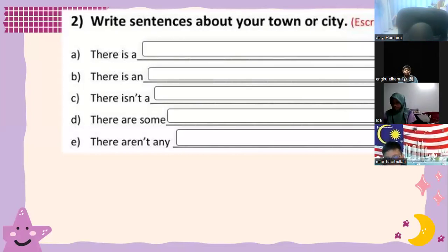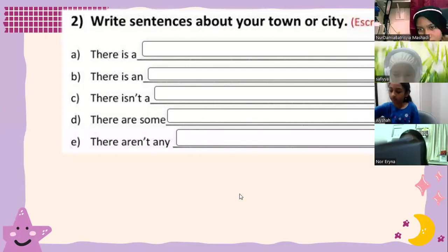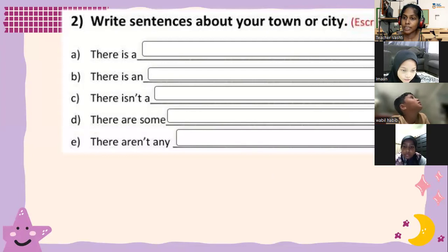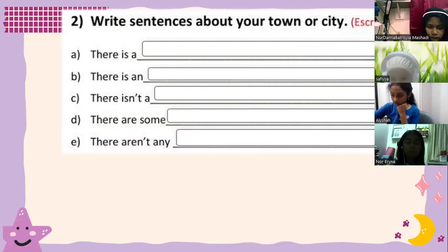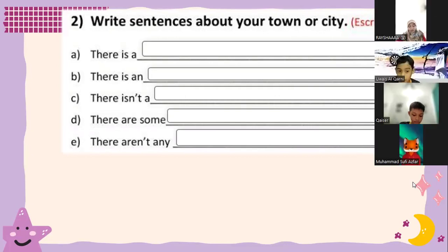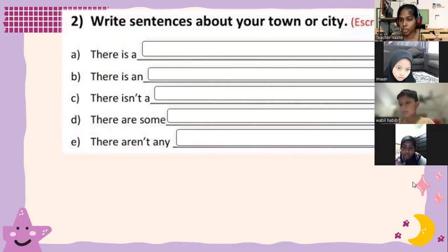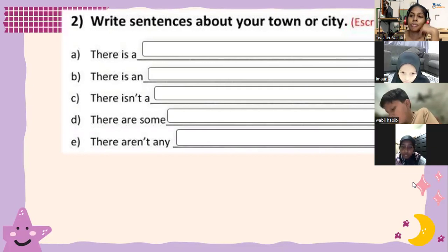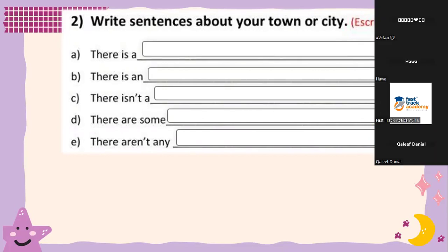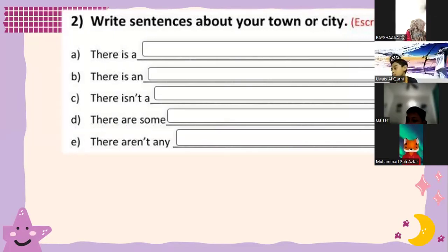Engku Ilham, are you done? Not yet, still doing. Yes, Iman, any question? Nak tanya apa-apa, Iman? No? Silap angkat tangan. Done with the answer. Okay, very good, Habib. Kaiser, are you done? Not yet, okay.